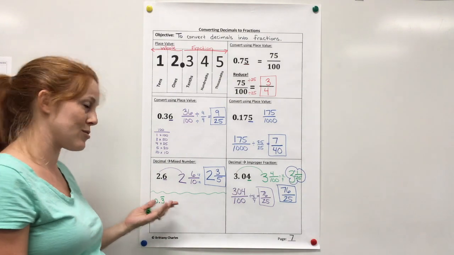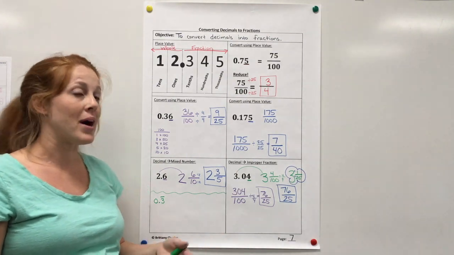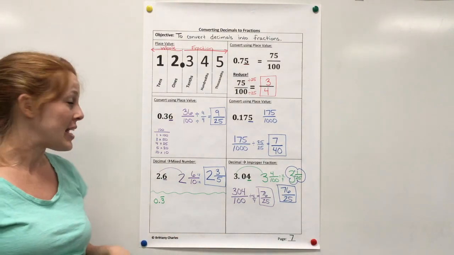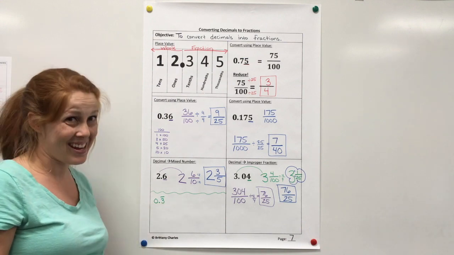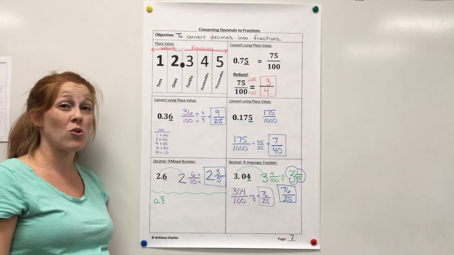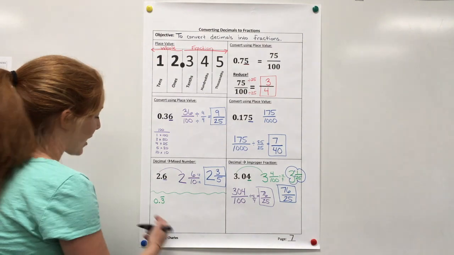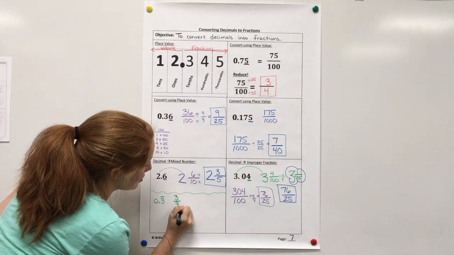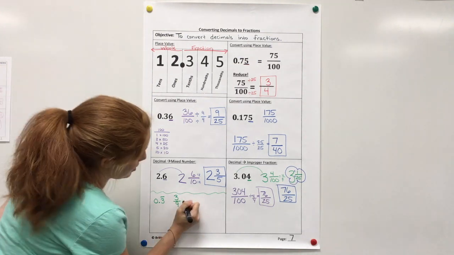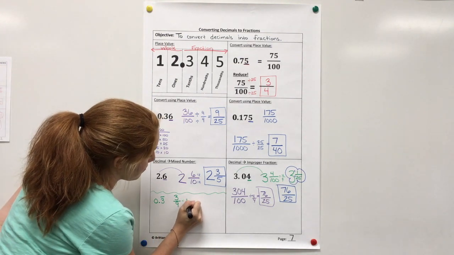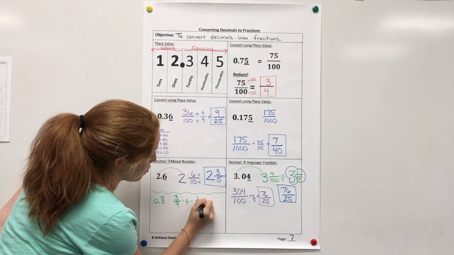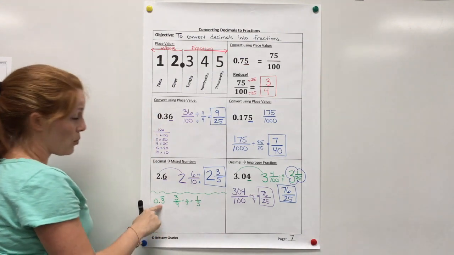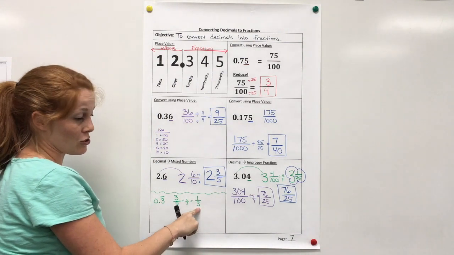Well, one of the ways is you can have some of these memorized. But if I don't have it memorized, instead of putting it over 10, because it's repeating, you're going to put it over 9. So I would actually just take this number, put it over 9, and then I'd reduce. I can divide by 3/3, and that would give me 1/3. So 0.3 repeating is actually just 1/3.